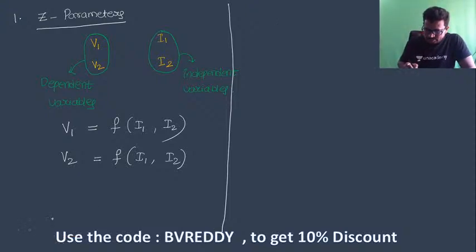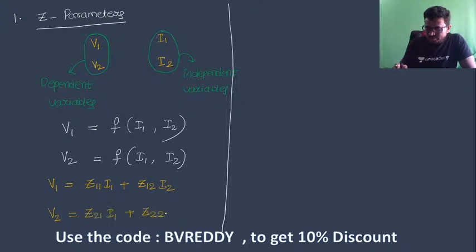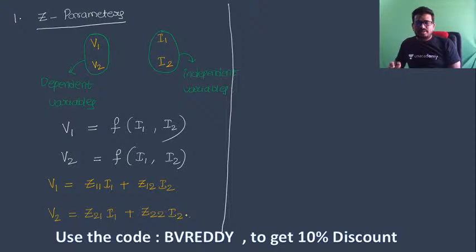That is, V1 is equal to Z11 I1 plus Z12 I2, and V2 is equal to Z21 I1 plus Z22 I2. These are the Z parameter relations, the Z parameter equations.